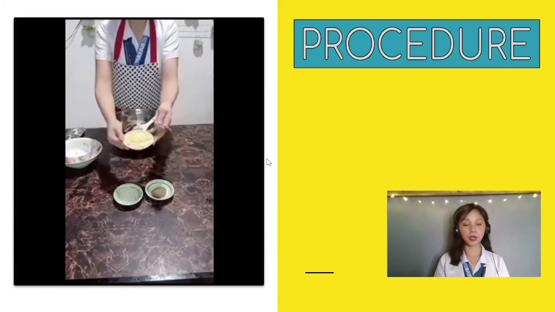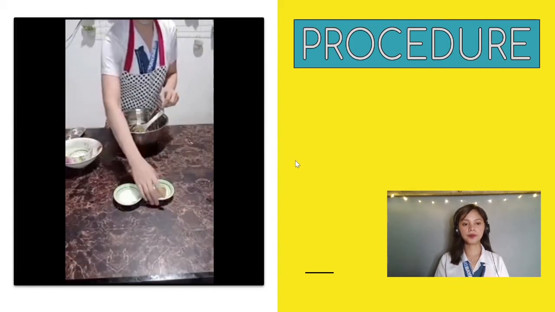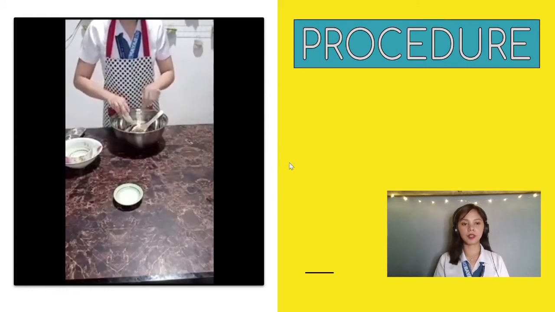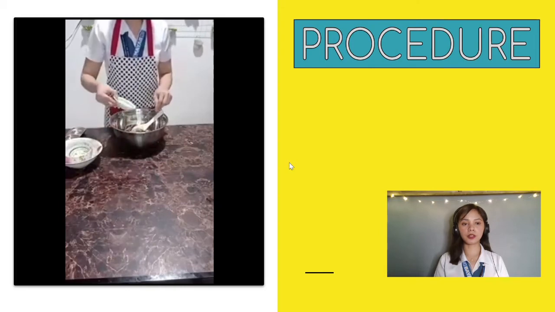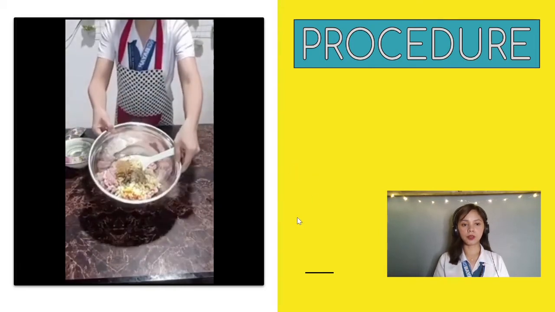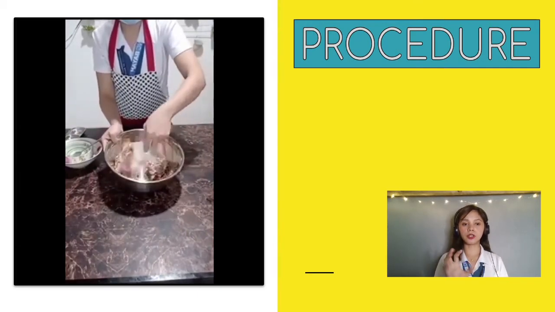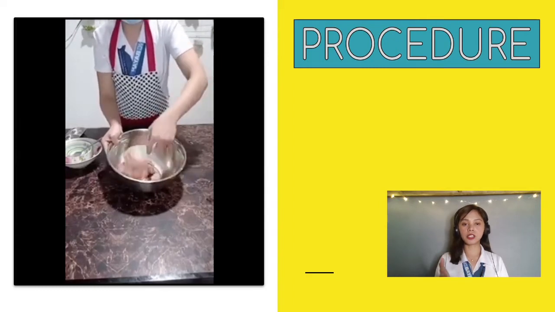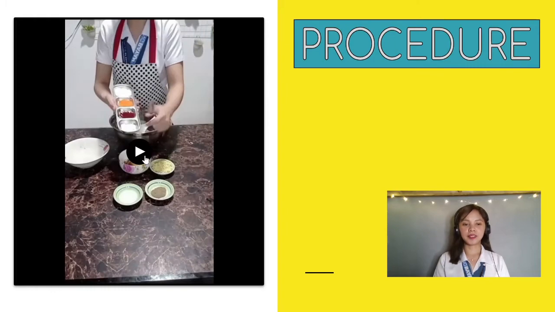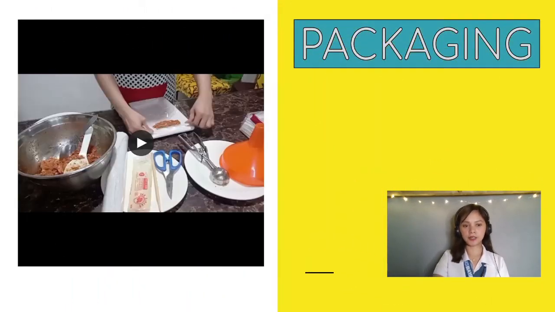Yes, brown sugar is the one that you're going to use. Next are the garlic. Next is the black pepper. If you want it spicier, you can add more pepper and garlic. Next is the oil. So I'm just going to mix it now. You have to mix it thoroughly so that the meat could absorb all the ingredients that you have put. There you go. So next, let's move on to the packaging.